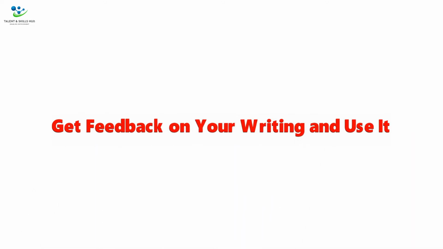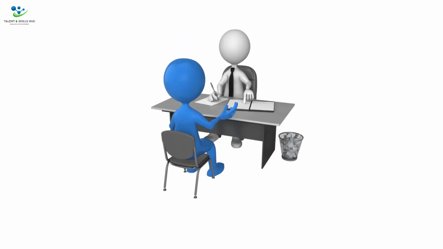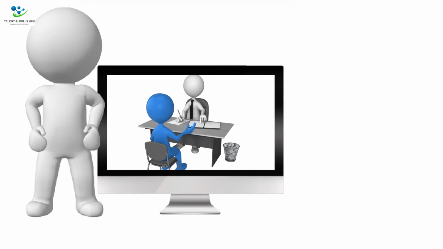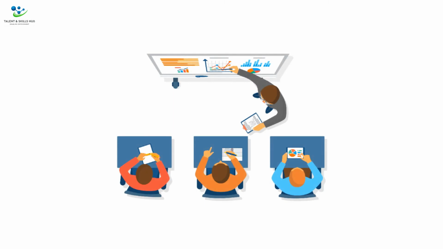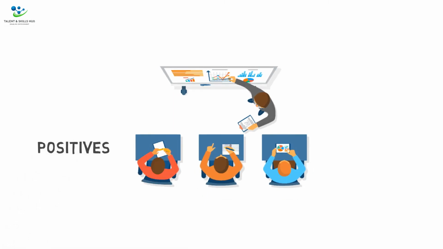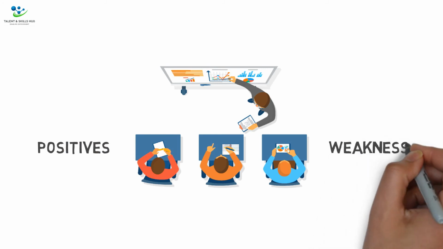Get feedback on your writing and use it. Getting feedback from your professor as your writing progresses should already be a part of your work plan and your strategy for managing your writing. Your professor may structure their feedback in a way that brings out the positives before going on to talk about any weaknesses. You will need to take a balanced approach. Be pleased with the positives, but take seriously any weaknesses, and listen to and act on any comments your professors might have for you.